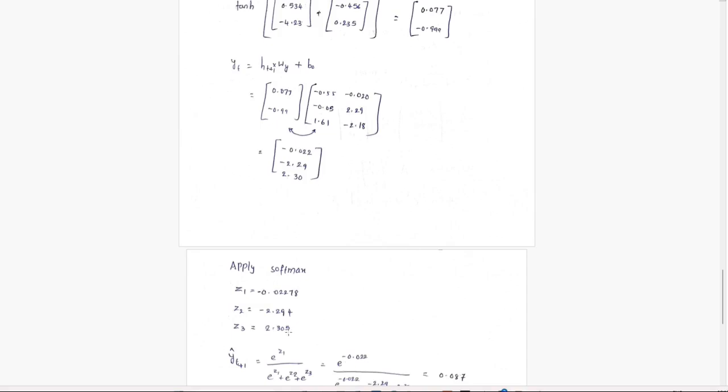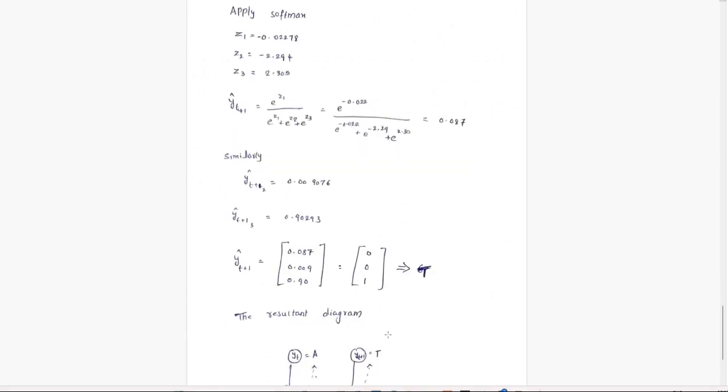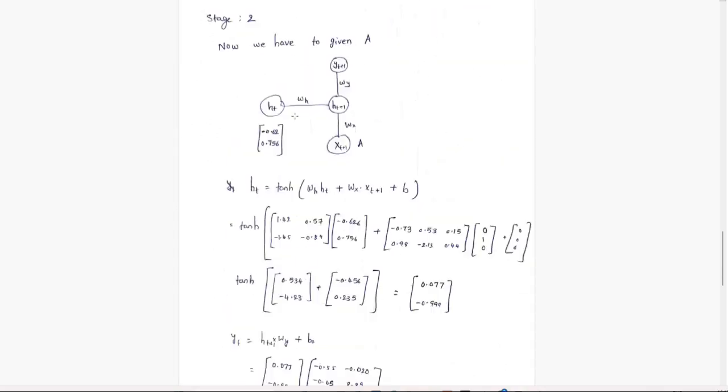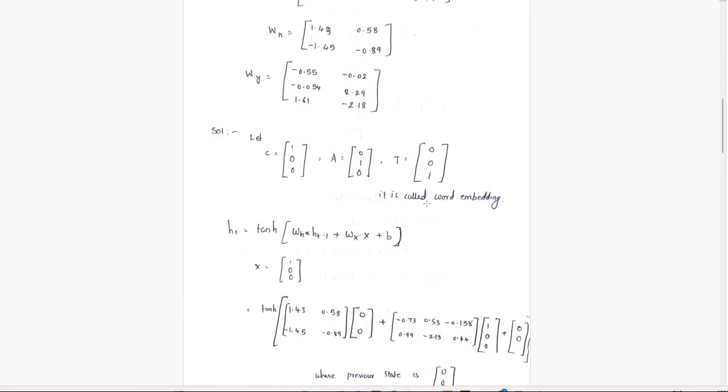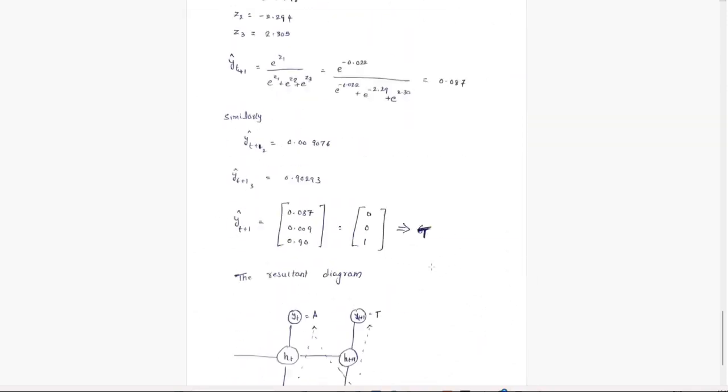So whichever is the higher value, as I said already. Z1, Z2, Z3, then we have taken YT plus 1. The second one, the third one, then finally we got the higher value in the last one. So this is 0, 0, 1. 0, 0, 1 means what we have taken: T. That is obtained by our mathematical calculations.